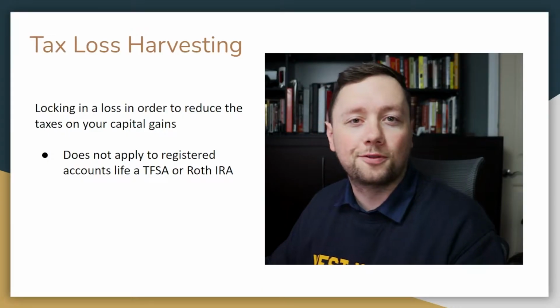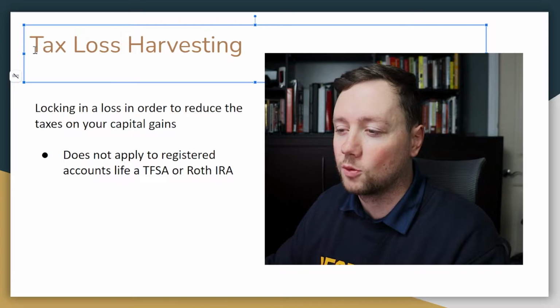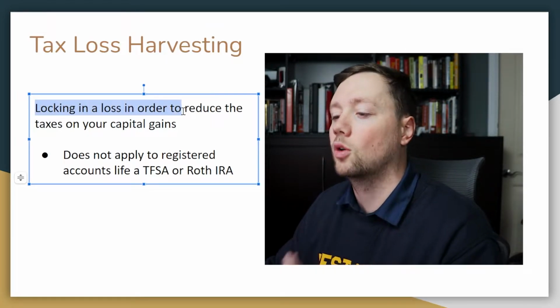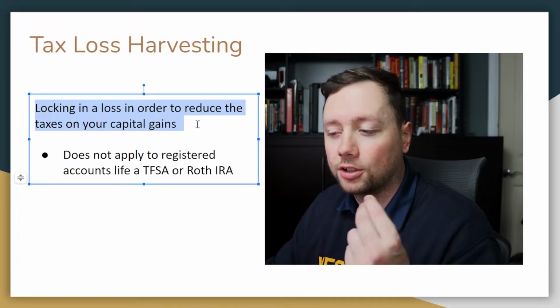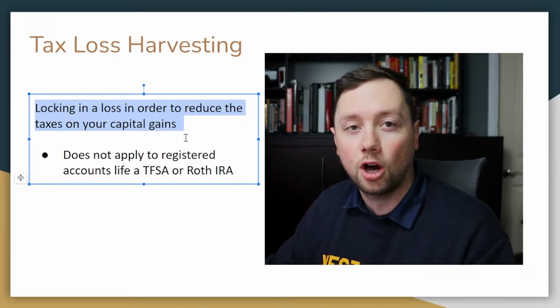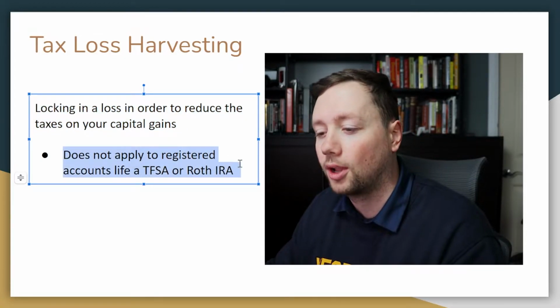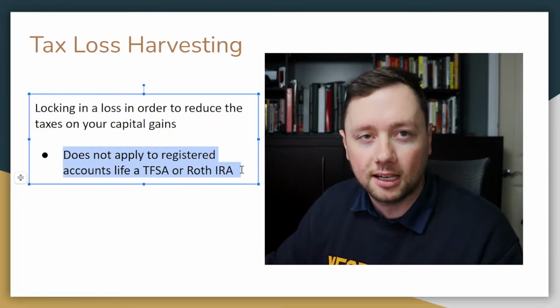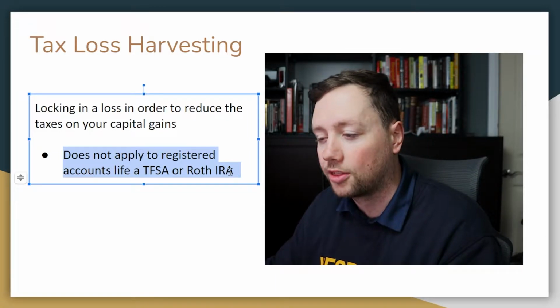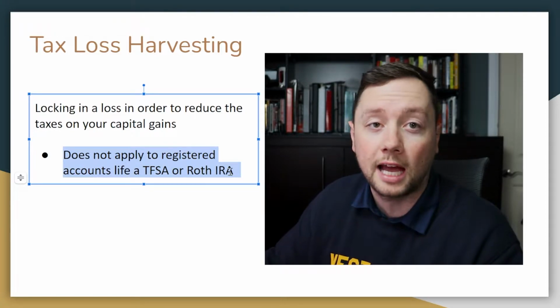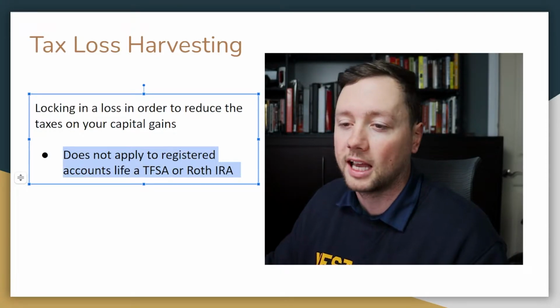Let's go. Okay, so first of all here, what is tax loss harvesting? Well, very simply, tax loss harvesting is locking in a loss in order to reduce the taxes on your capital gains. Now you should know right off the bat here, if you live in Canada or the United States, this does not apply to registered accounts like a TFSA, RRSP, or a Roth IRA. This applies mostly to regular margin accounts or cash accounts that you're going to be trading and investing with.